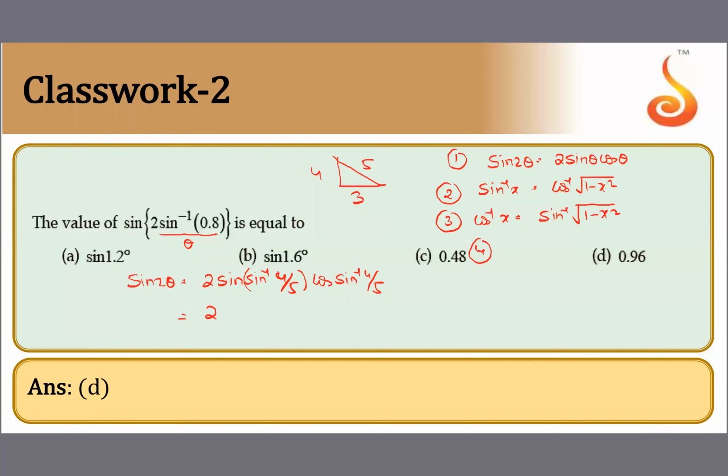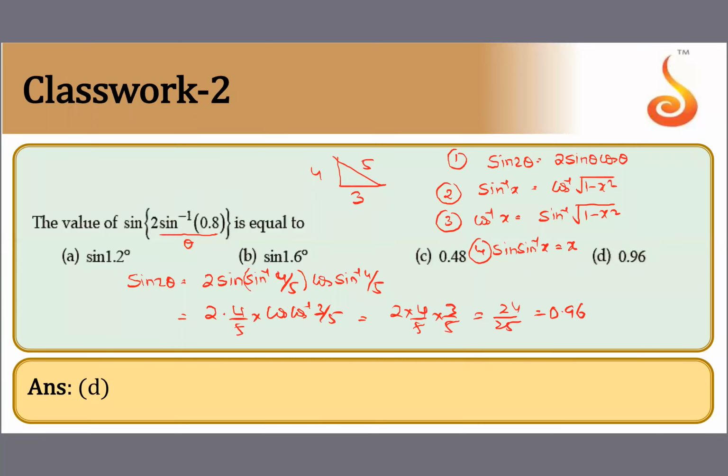the fourth formula. What we are using is sine of sine inverse x is equal to x. So we use 2 into 4 by 5 into cos of cos inverse 3 by 5, which will give you 2 into 4 by 5 into 3 by 5. 4 3s are 24 by 25, which is equal to 0.96.